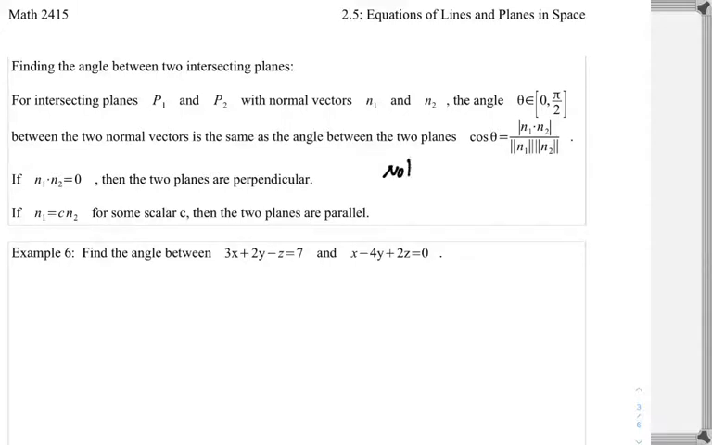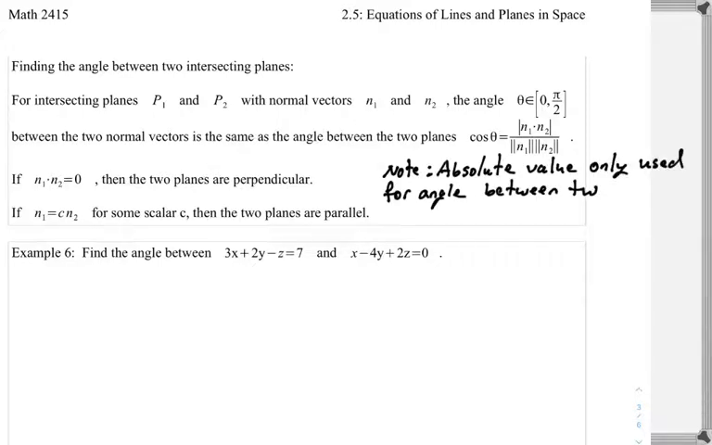Okay. So I'll make a note: absolute value only used for angle between two intersecting planes. The intersecting planes will have both a larger angle and a smaller angle, depending on which side you're looking at. So we want the smaller one. If the dot product of n1 and n2 is equal to 0, then the two planes are perpendicular. If n1 is equal to c times n2 for some scalar c, then the two planes are parallel, and so then we wouldn't be asking this question about the angle between the two intersecting planes.